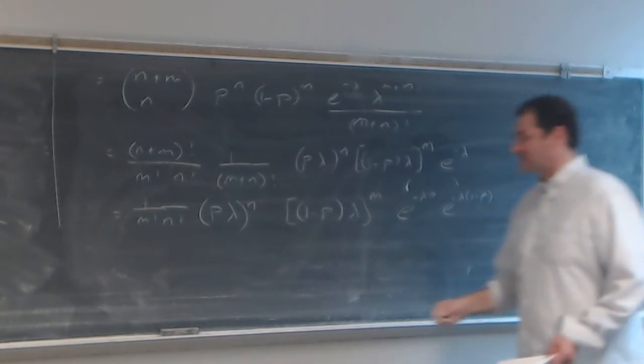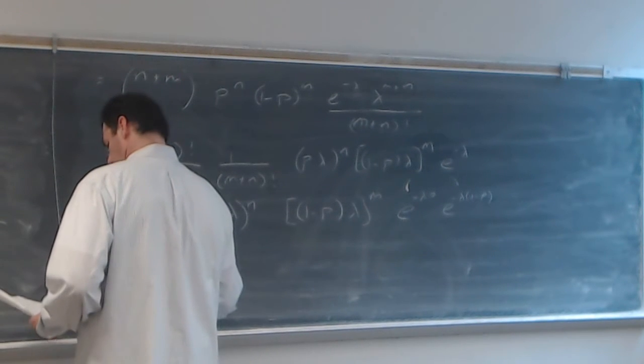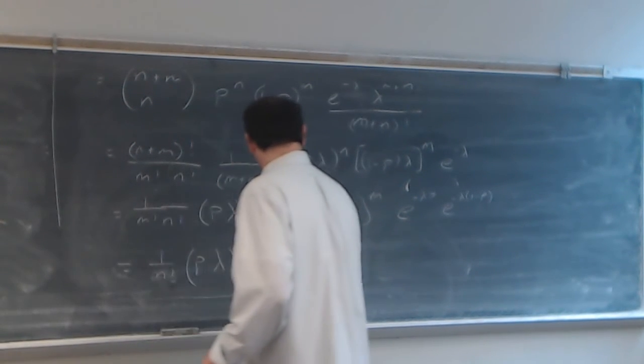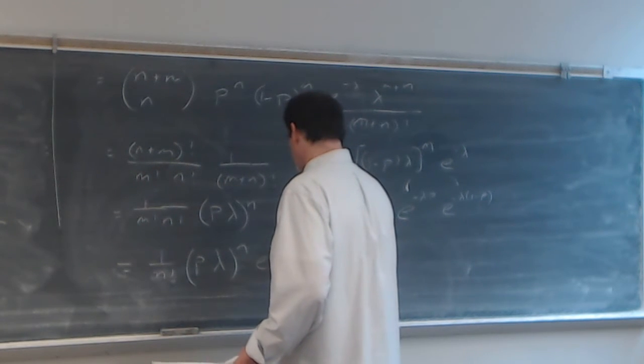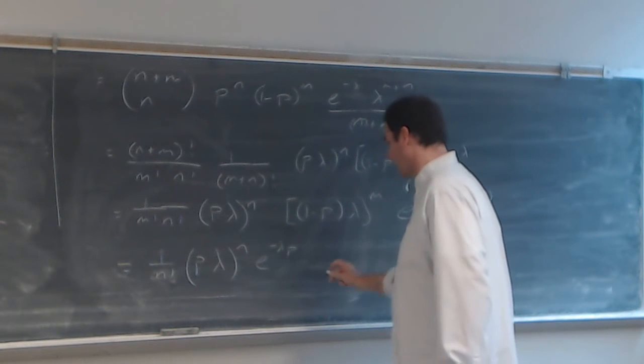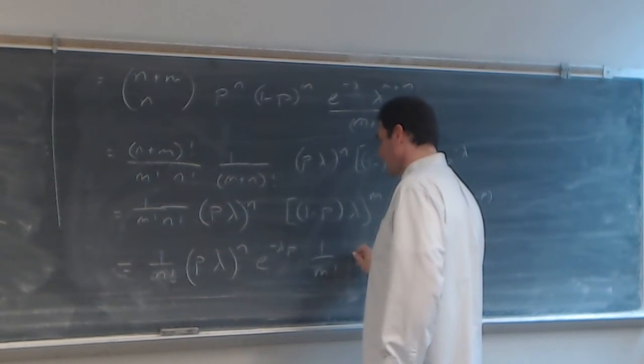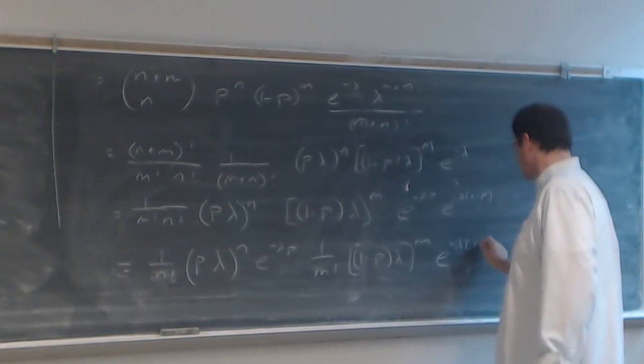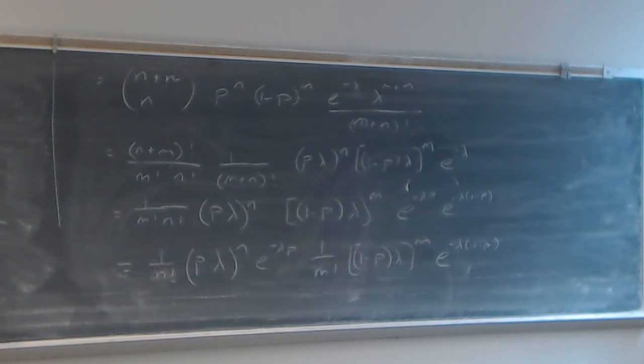And I'm going to reorganize things for a second, then make some observations. This is 1 over n factorial, p times lambda to the n, times e to the minus lambda p, and then we're also going to have 1 over m factorial, 1 minus p times lambda to the m, and then here's e to the minus lambda times 1 minus p. Okay, that's the answer. That's a way of leaving the answer.